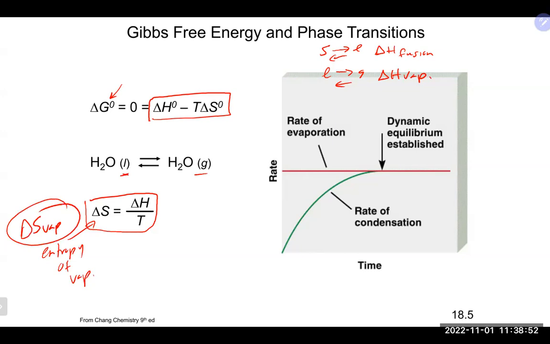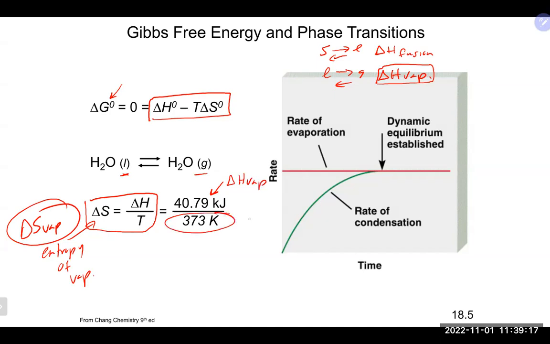And in this case, because we are doing that transition of going from liquid to gas, we would use the delta H of vaporization value. And because this is water, we would use water's value, which is this guy right here. So that's the heat of vaporization for water in kilojoules per mole.